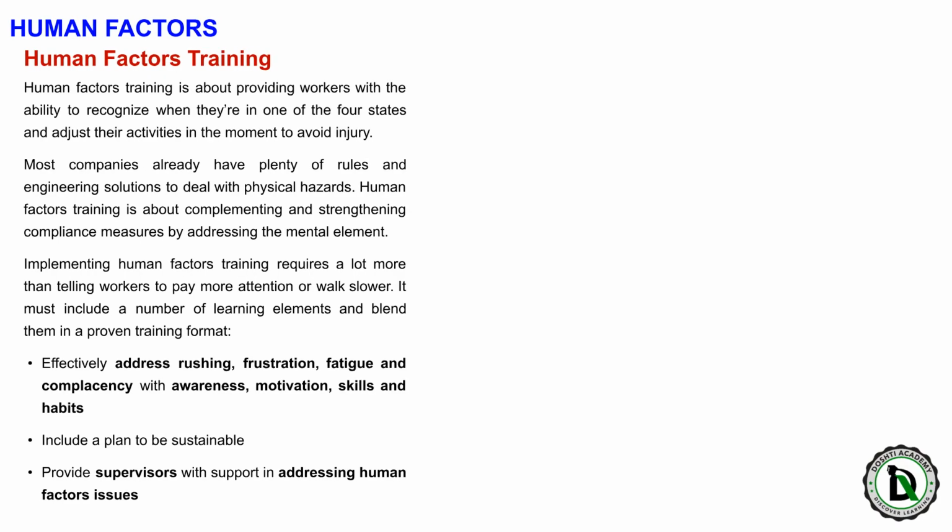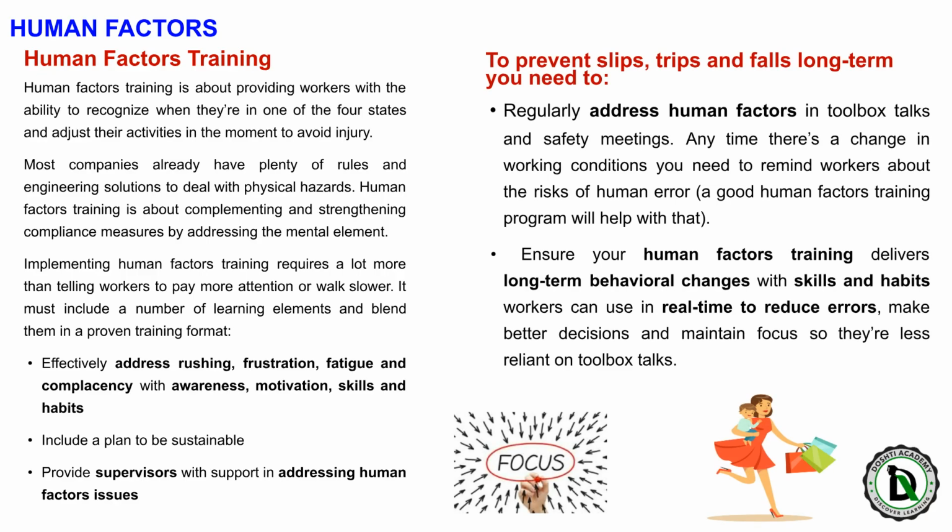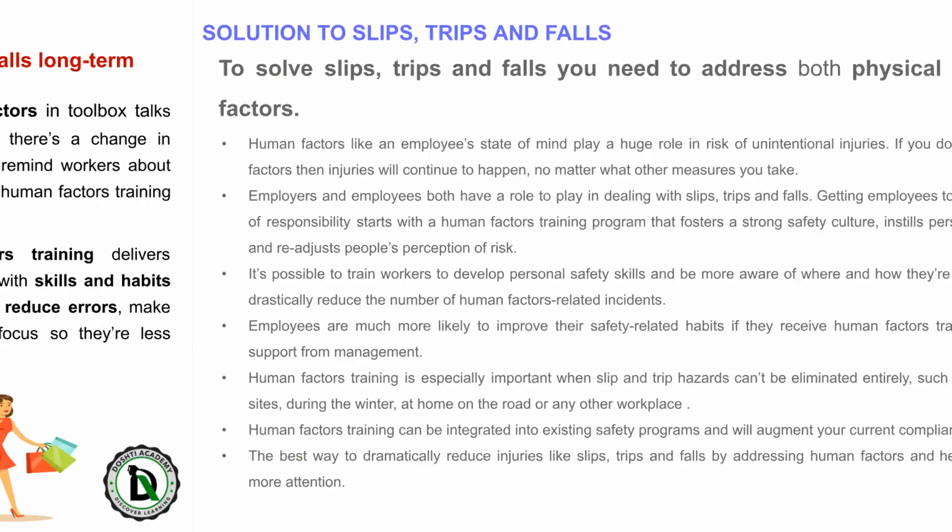Human factors training helps workers recognize the 4 states and adjust their behavior in real time to avoid injury. Training must be sustainable, address all 4 states with awareness and skills, and support supervisors. Long-term prevention requires regularly addressing human factors and ensuring training provides long-term behavioral changes to reduce reliance on momentary reminders.